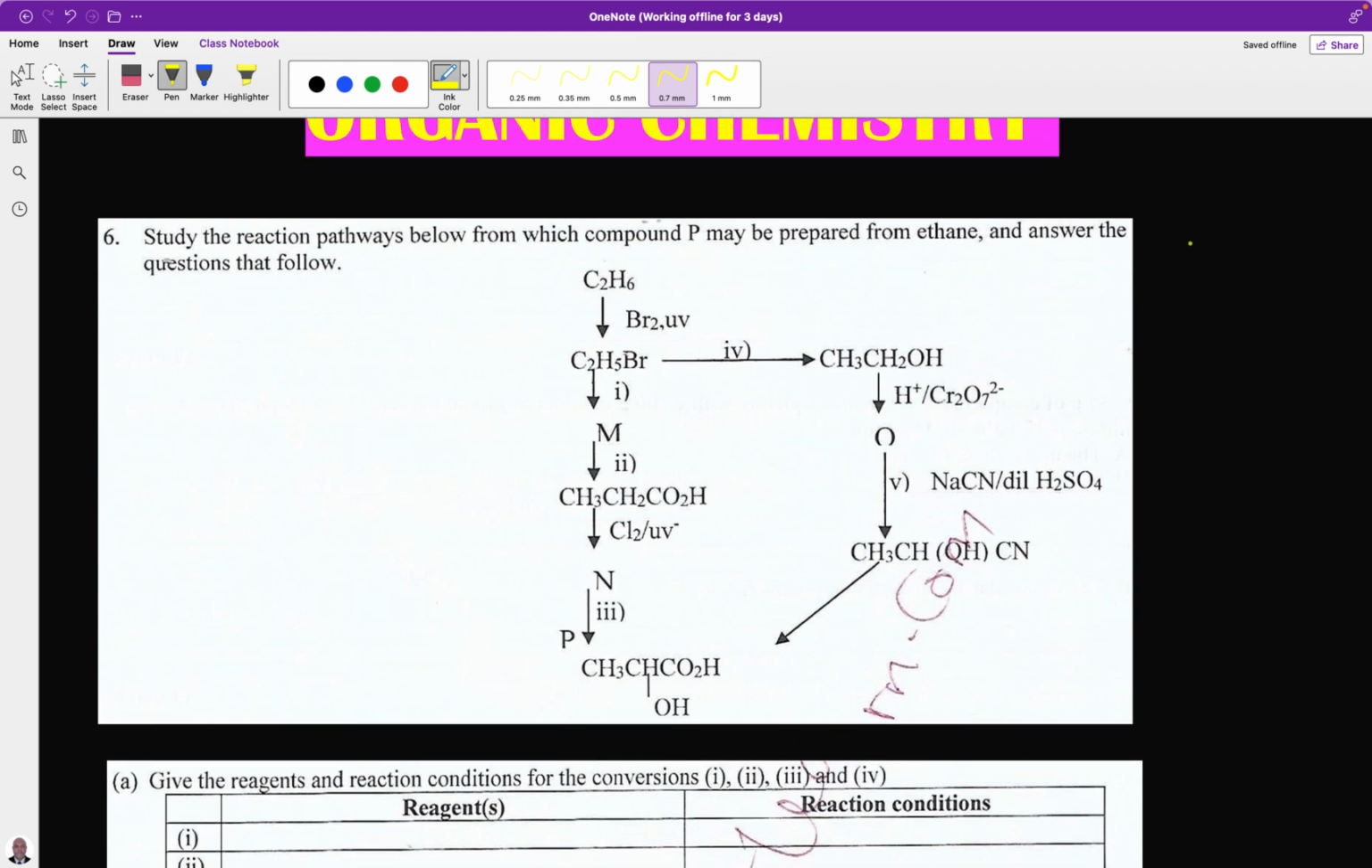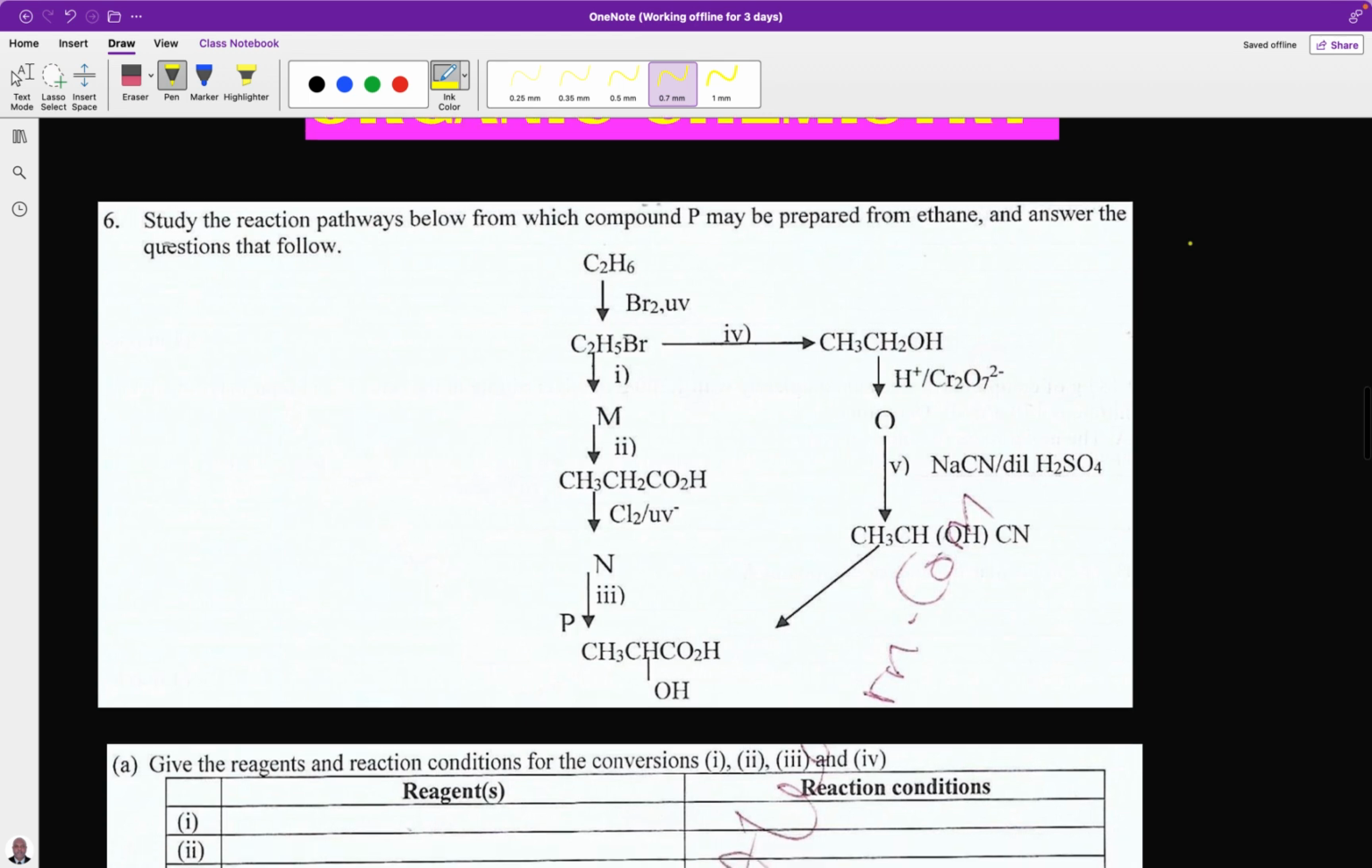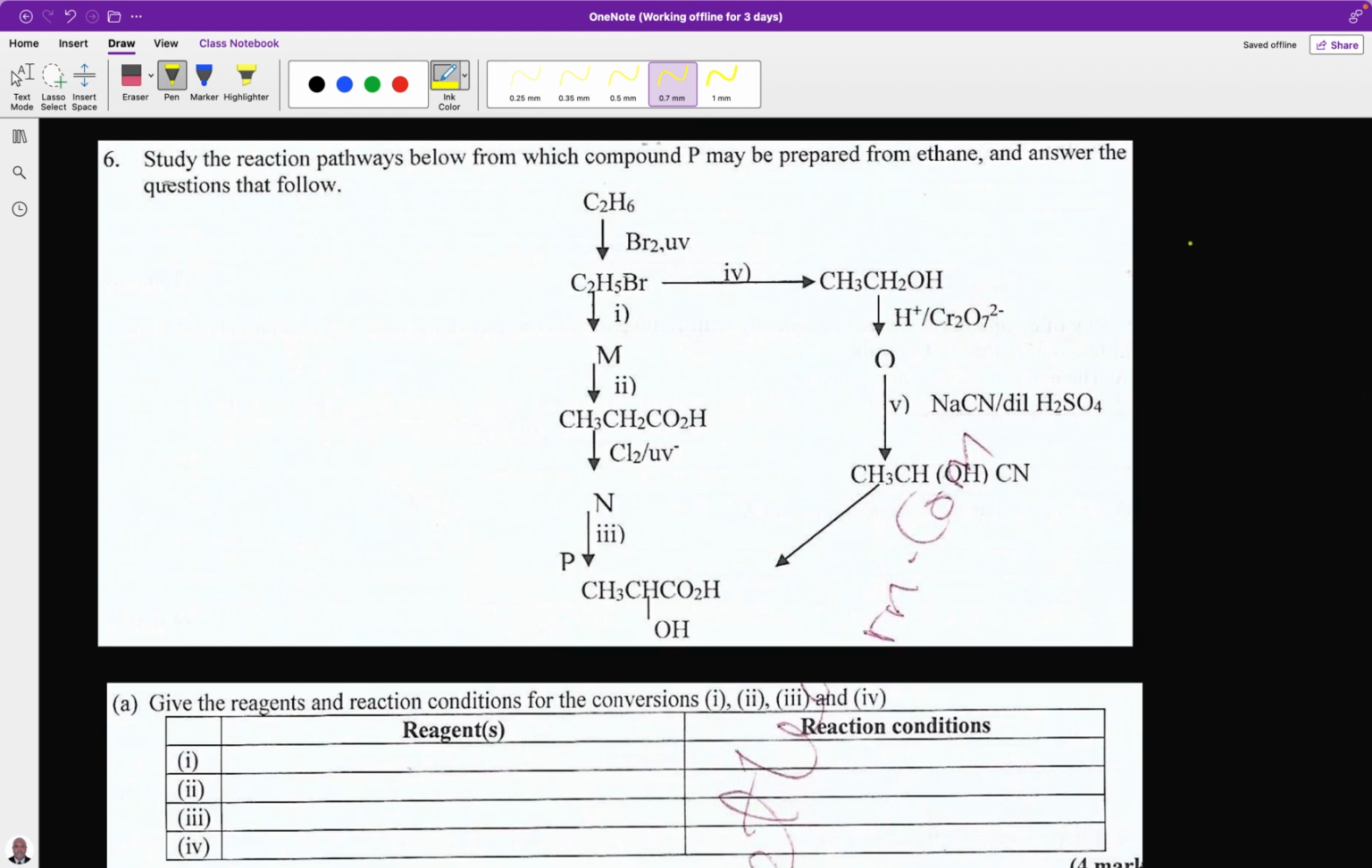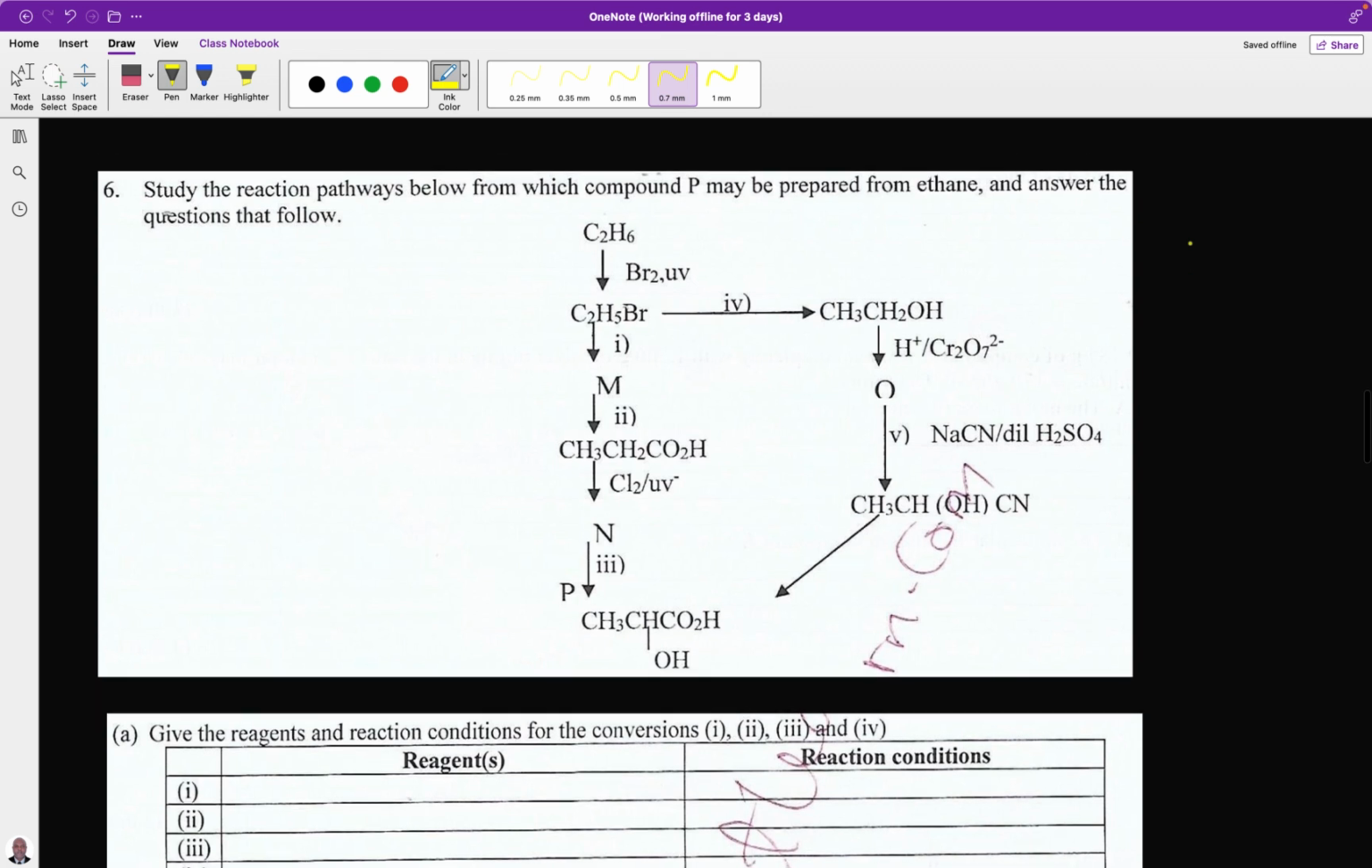Now 4, that is bromoethane, a halogenoalkane, to ethanol. Then we pass through acidified potassium or sodium dichromate. We will have O, and from O we have 5, sodium cyanide in dilute sulfuric acid. We will have the compound 2-hydroxy propanenitrile. Then back to 2-hydroxy propanoic acid. This is a synthetic pathway.